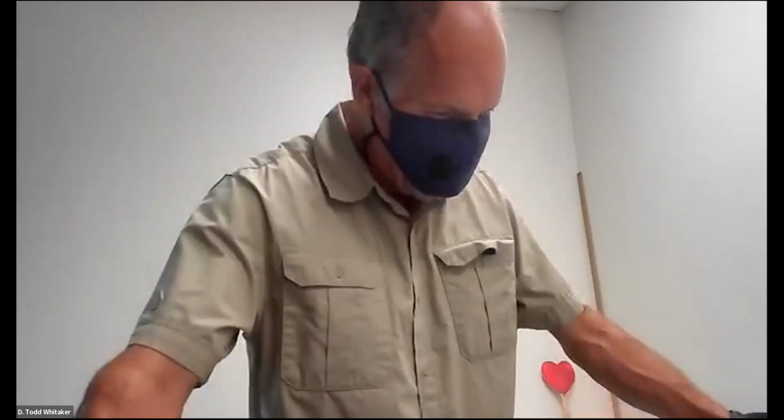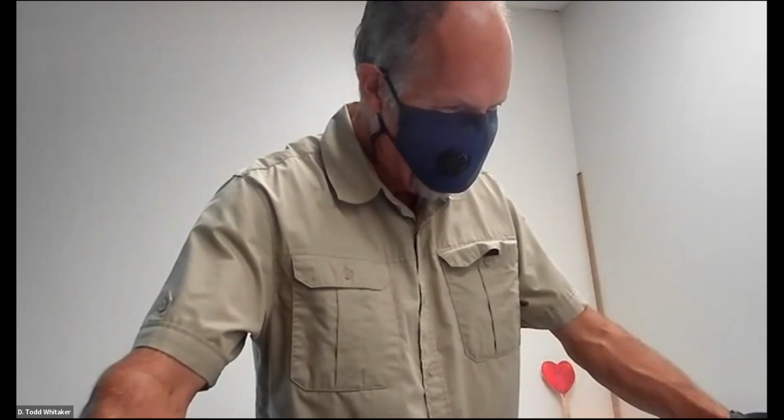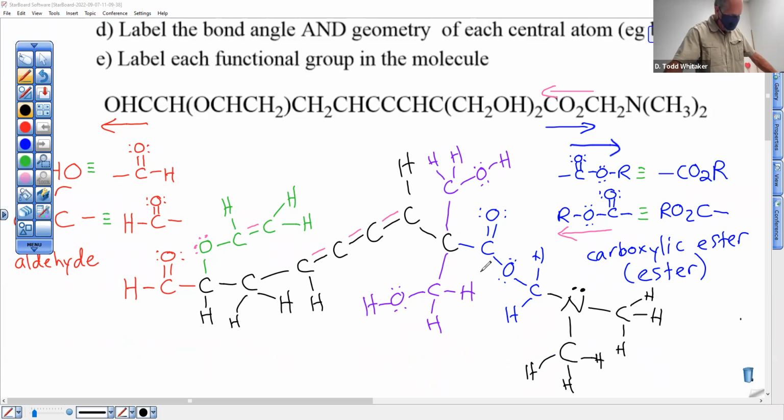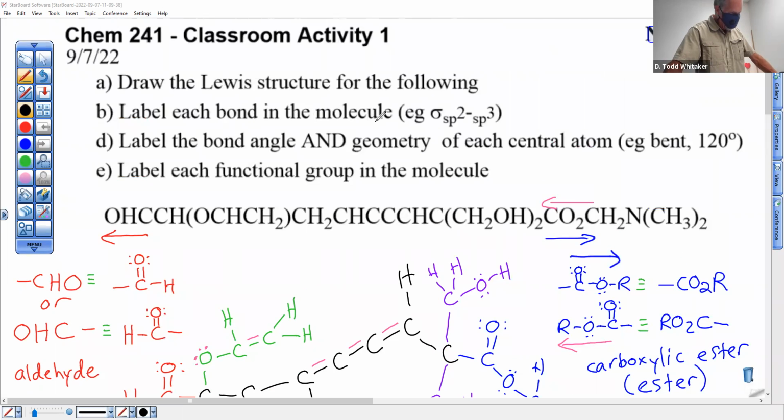All right, ladies and gentlemen, we're going to continue our discussion of Lewis structures and bonding. So we started with this example here. We've got our lovely molecule here, and part B is to label each bond in the molecule. We did the precursor to this question last week when we asked ourselves, what's the hybridization of this atom?